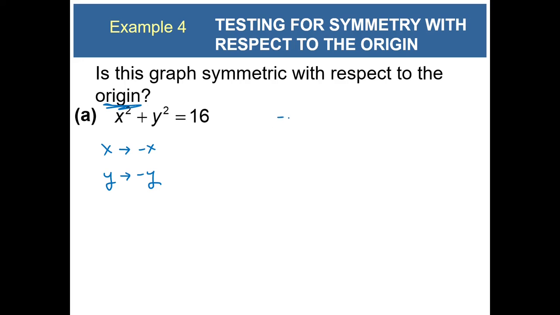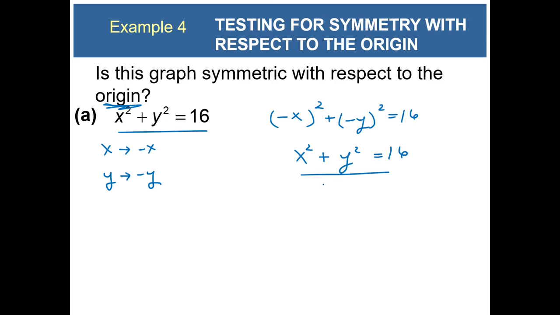So let's try it out. We'll substitute negative x for x and negative y for y, and we'll try to simplify this. Negative x squared is x squared. Negative y squared is y squared. And it looks like we get the same equation as we did earlier. So yes, it is symmetric with respect to the origin.